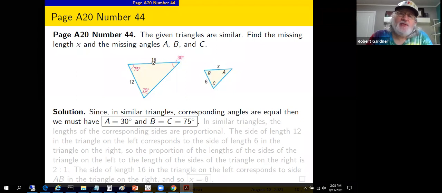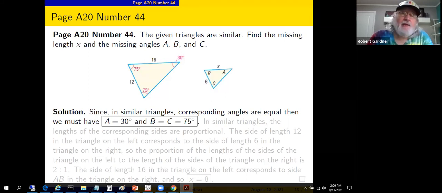Notice you're given the side corresponding to x, given a 16 here, given a 12 on this side, and a 6 over here. So we've got this pair of corresponding edges and this pair of corresponding edges. We need to deal with a proportional idea. So we'll set up either a proportion or a ratio and say 12 is to 6 as 16 is to x, or something like that.